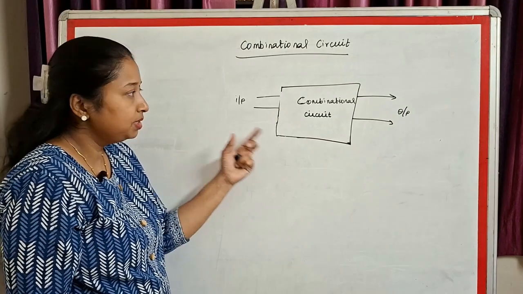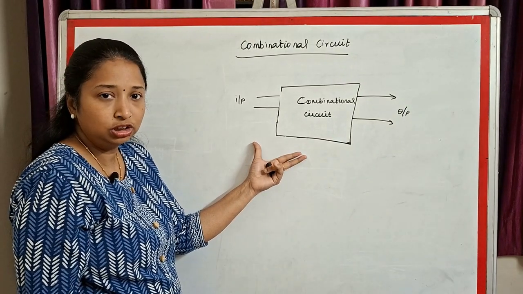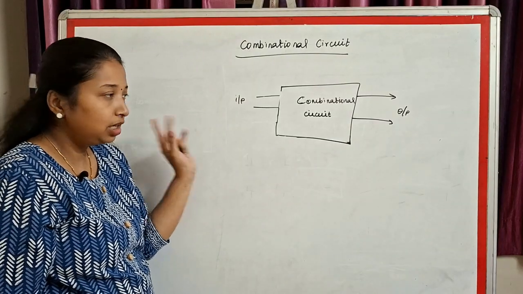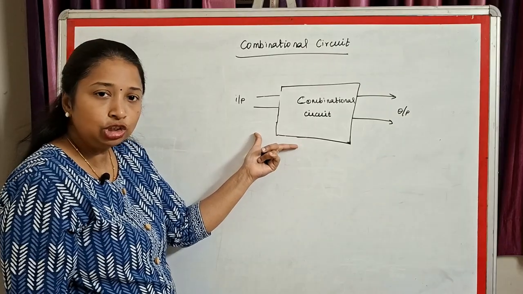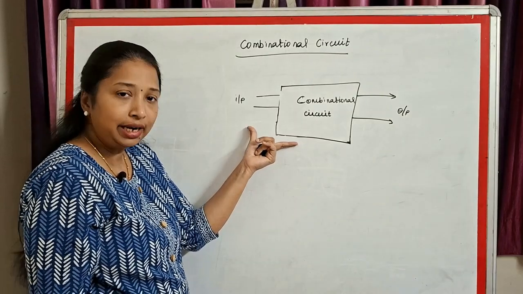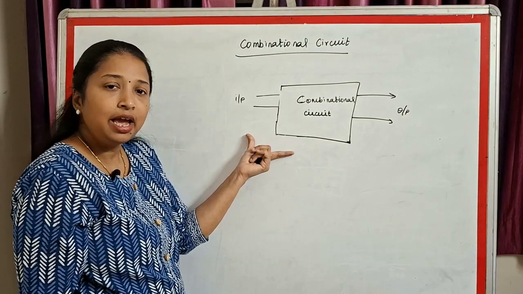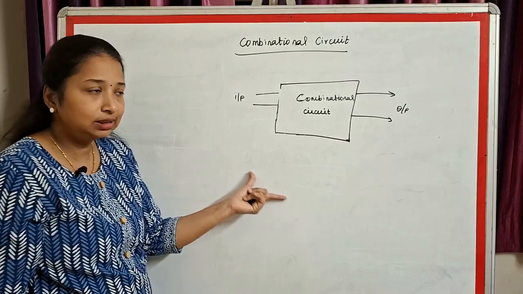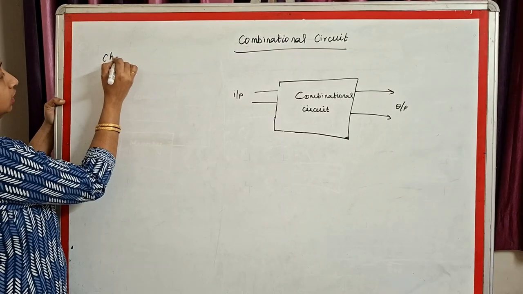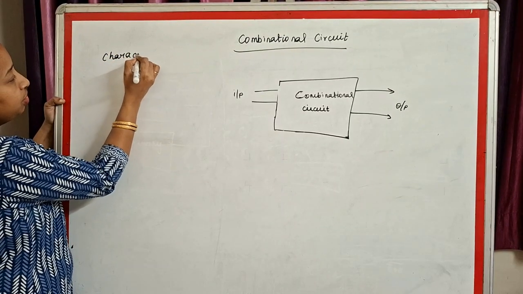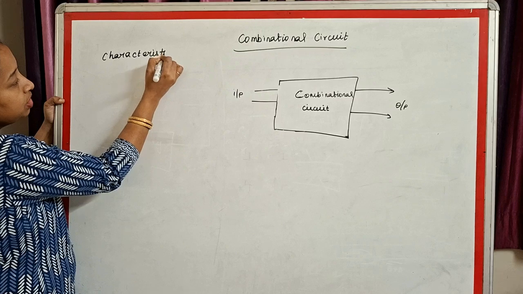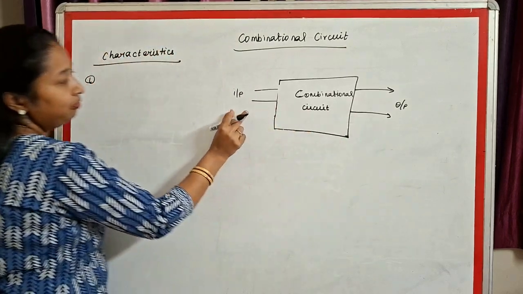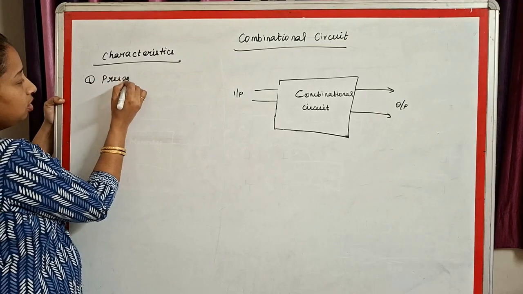For today's lecture, we'll be studying about combinational logic circuits. Sequential circuits we'll study in later lectures. Clear? Now, as part of combinational logic circuits, you have to study their characteristics and the design procedure. Let's discuss that. What are the characteristics of a combinational logic circuit? We just discussed it. The first point is that your output is dependent only on your present input.